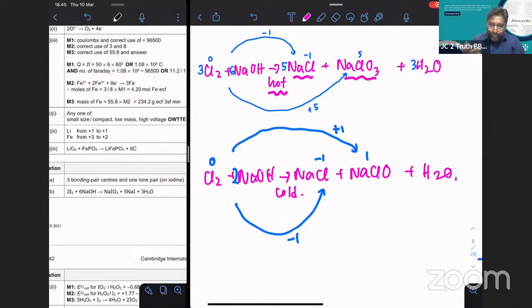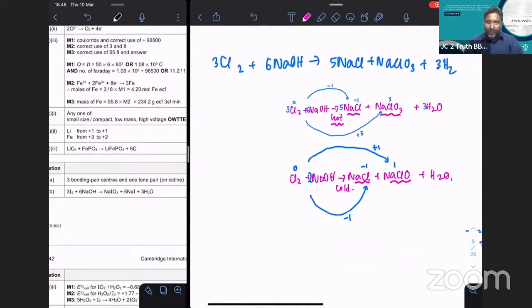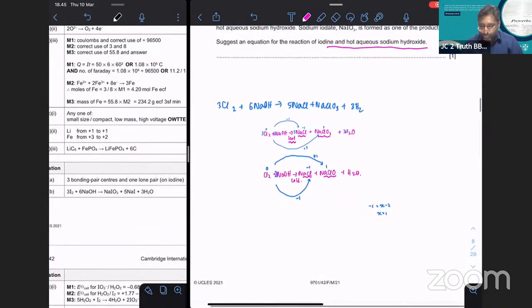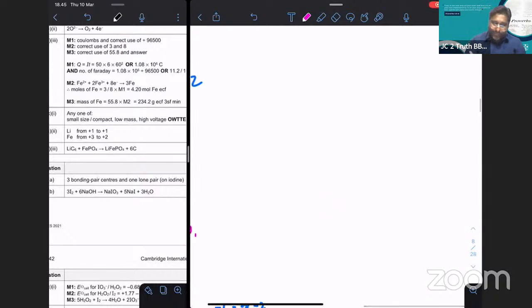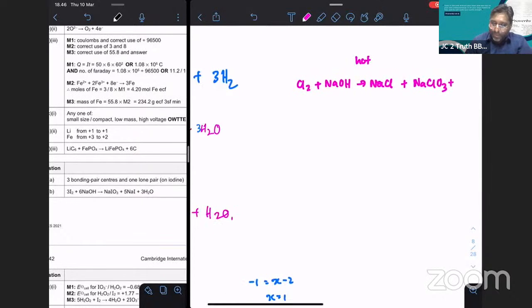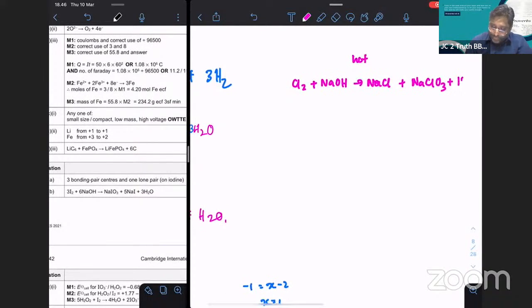If you have cold condition, then it's only NaCl and NaClO. There is a way how to balance this as well. I'll try to show it here. Let's say, for example, I have Cl2 plus NaOH, I have NaCl. If it is hot condition, you will have NaClO3, and then plus, you are going to get H2O.